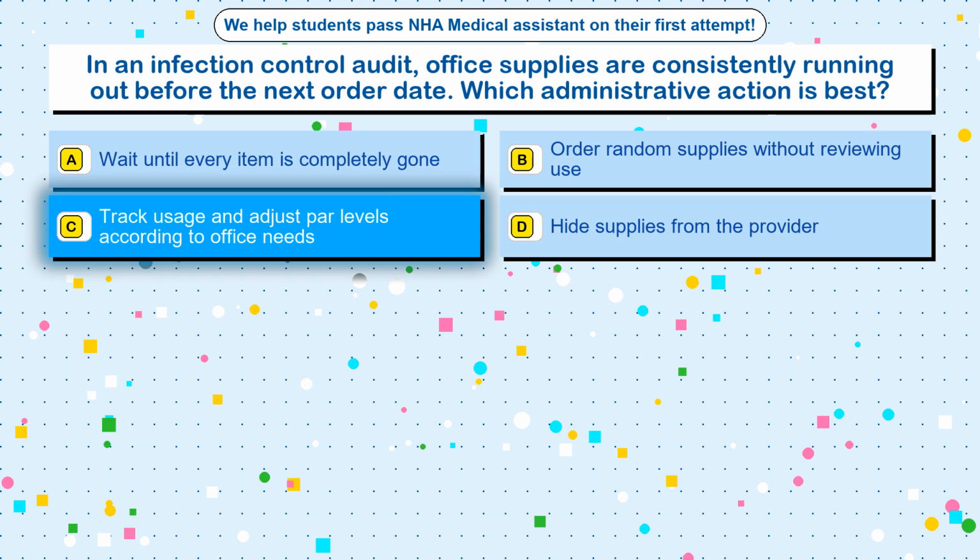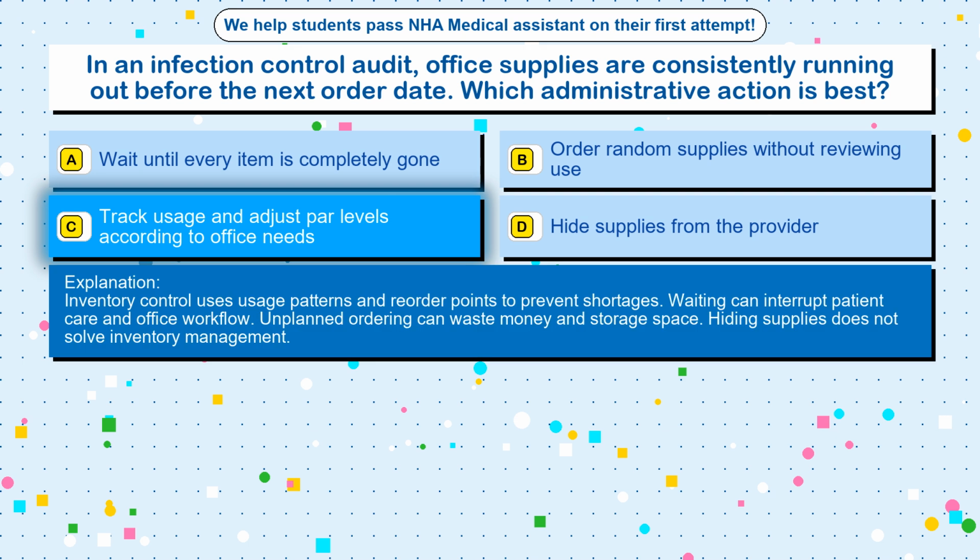The correct answer is option C. Track usage and adjust par levels according to office needs. Inventory control uses usage patterns and reorder points to prevent shortages. Waiting can interrupt patient care and office workflow. Unplanned ordering can waste money and storage space. Hiding supplies does not solve inventory management.